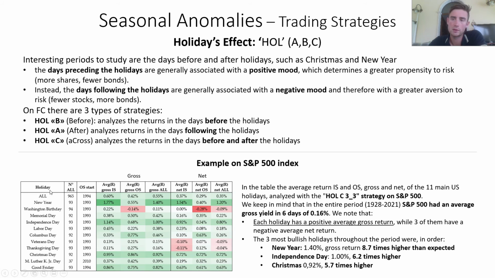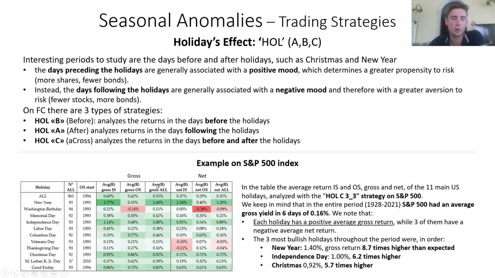The first column is the holiday. This is all, meaning all holidays together. Then we have New Year, Washington's birthday, Memorial Day, and so on. Then we have the number of trades, 93 for New Year, because there are 93 years. The years when the out-of-sample period starts, 1999 and so on. Then we have a block of gross returns and the net average returns. Both average gross return and average net return.